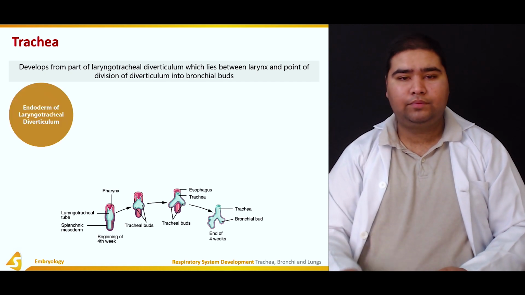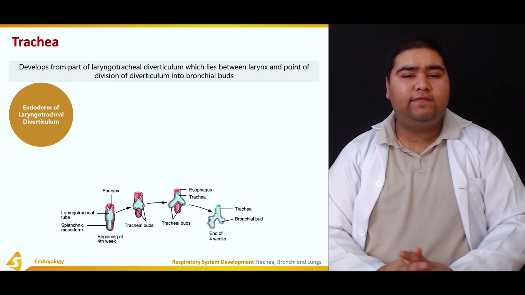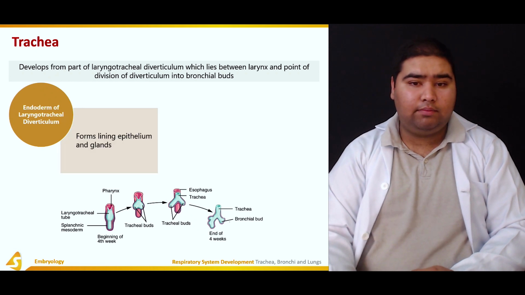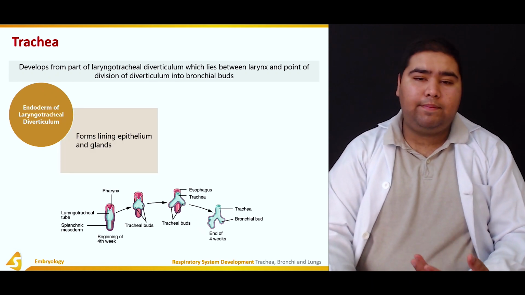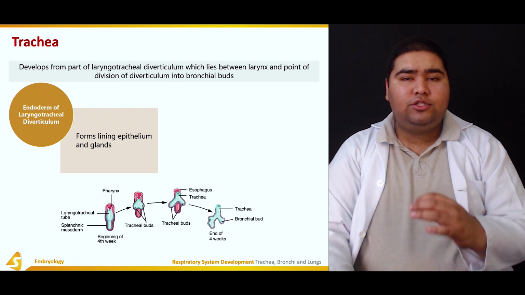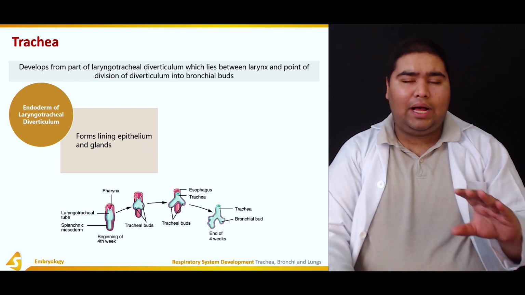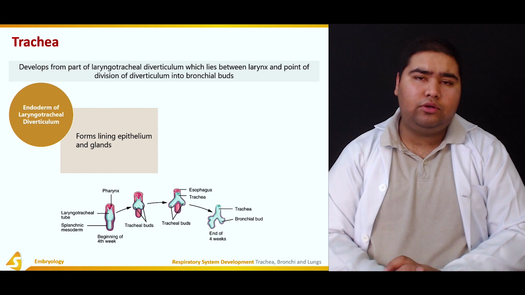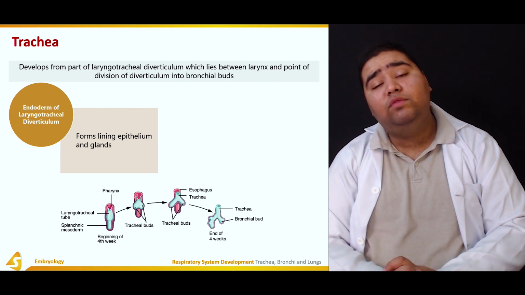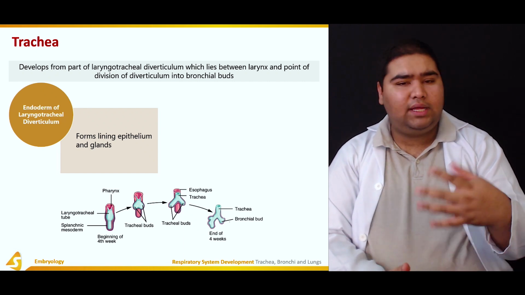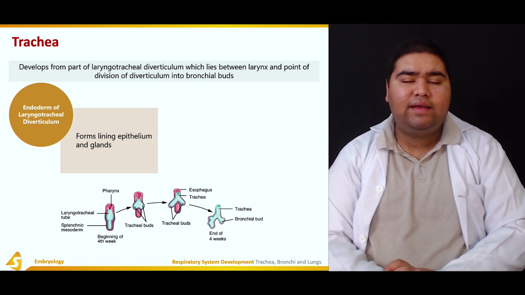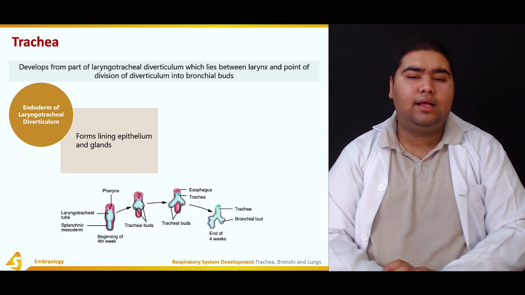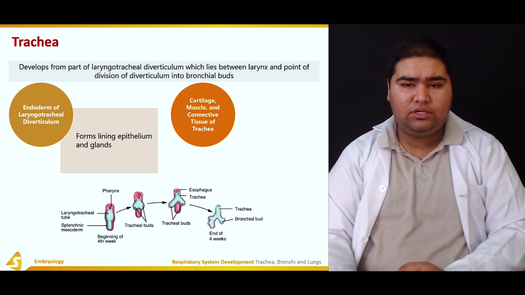Simple. So, the endoderm of the laryngeotracheal diverticulum forms the lining epithelium and the glands. So we are seeing this throughout the respiratory system, the endoderm giving rise to the endoderm of the adult structure. So the endoderm of the laryngeotracheal diverticulum forms the lining epithelium and the glands of the trachea.